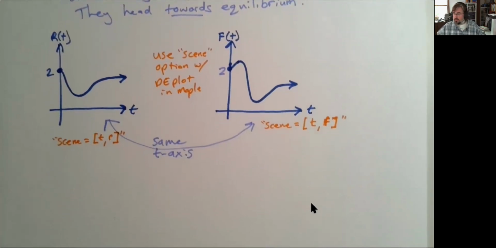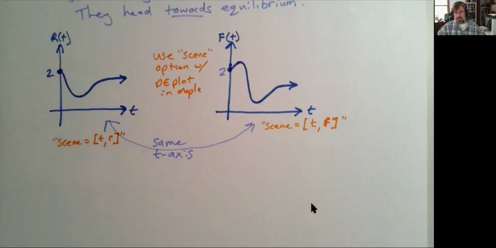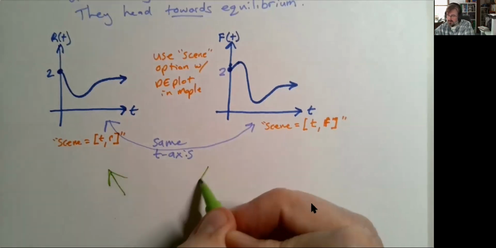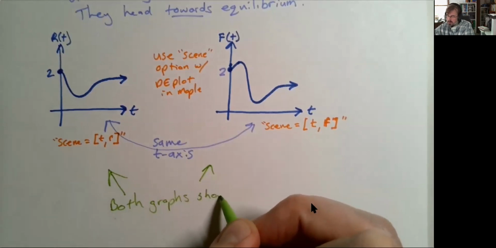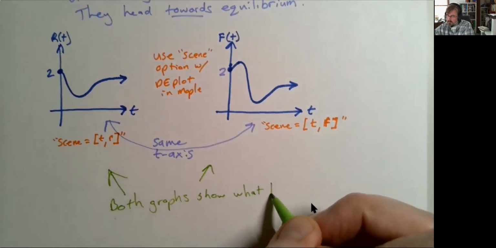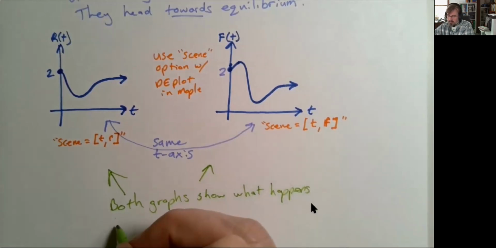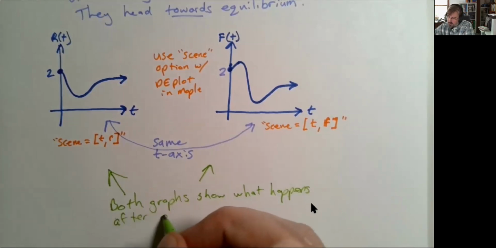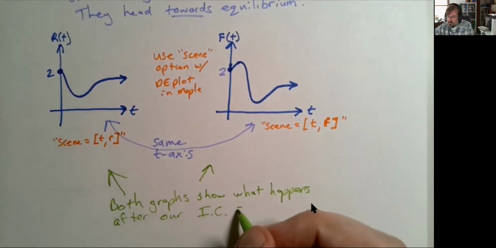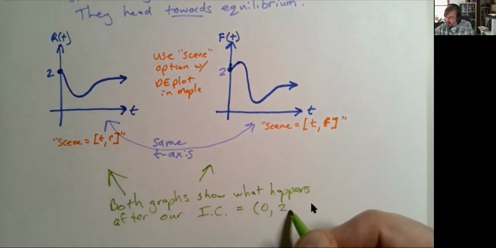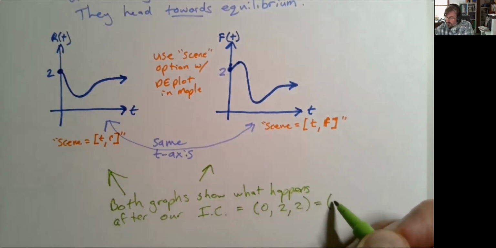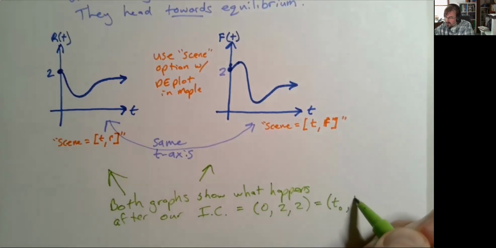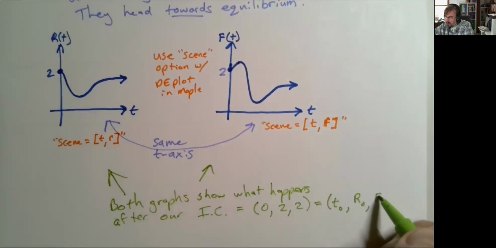So both of these graphs are telling a slightly different story only because we're focused on a slightly different population. So I'm just going to make a little note and say both graphs show what happens after our initial condition equals 0, 2, 2, right? And let me move that out of the way. Forgot about that. Equals my initial time, my initial rabbit population, and my initial fox population.